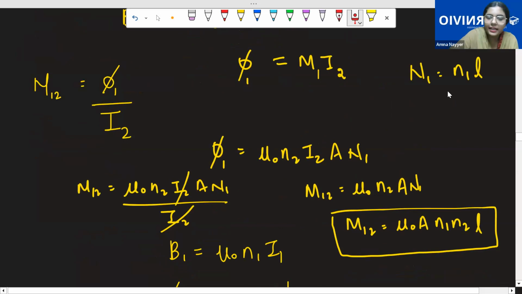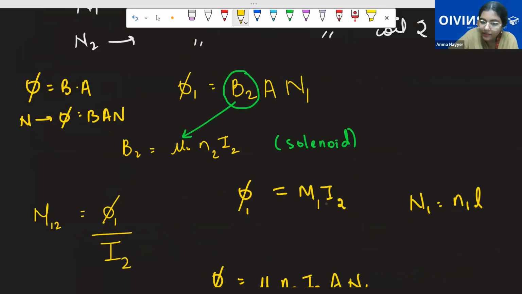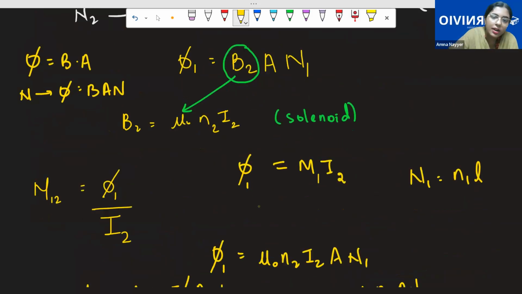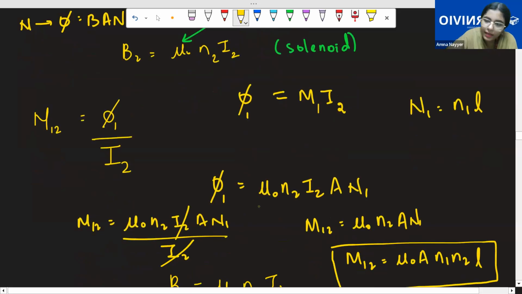Now, if you write the same thing, if I write phi 2, this will become B1, this will be N2, this will be N1, I1. Where you have 1, that will become 2. But eventually what will happen? That current will also be cancelled.